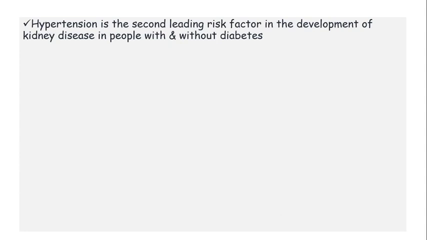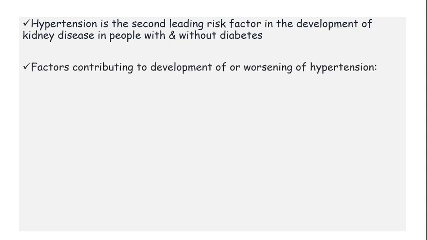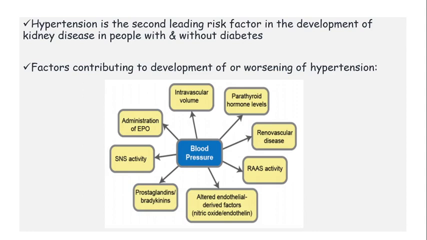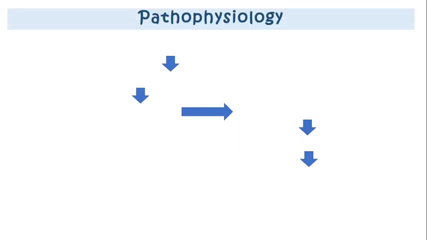So hypertension can cause kidney damage with or without diabetes, because most of the time diabetes and hypertension go hand in hand. But in patients with hypertension, even without diabetes, the kidneys can get damaged. There are some factors that can increase or worsen the hypertension in people. These are blood volume, hormone levels like parathormone, erythropoietin, central nervous system activity, then vasoactive substances like prostaglandins and nitric oxide, then activation of the renin angiotensin aldosterone system and other kidney and blood vessel diseases. So these are all conditions that can worsen hypertension.